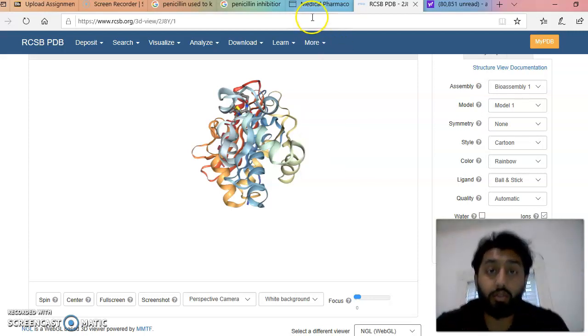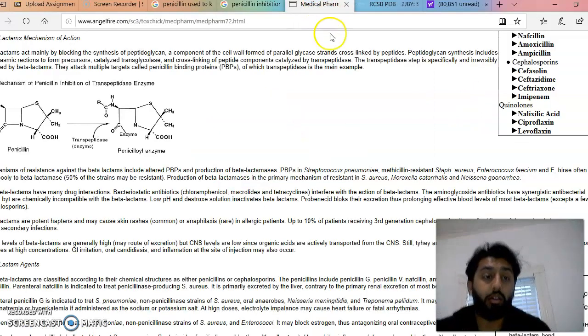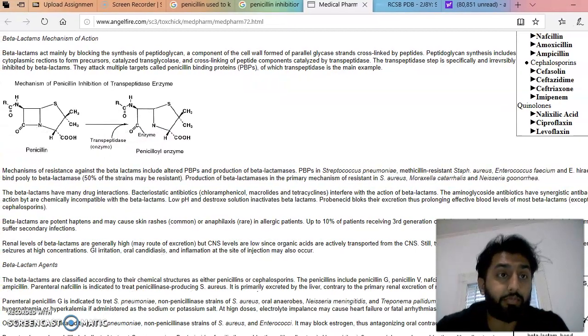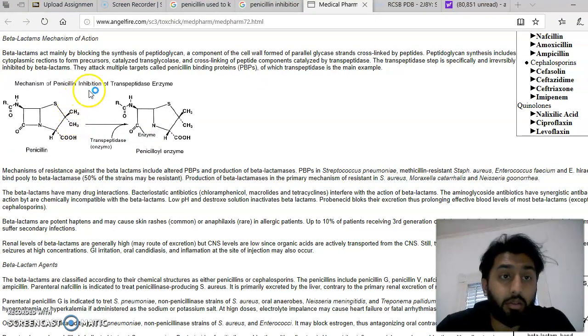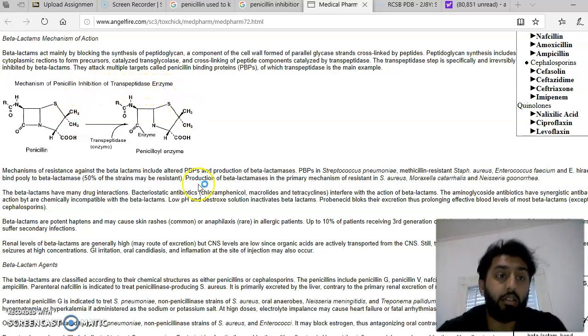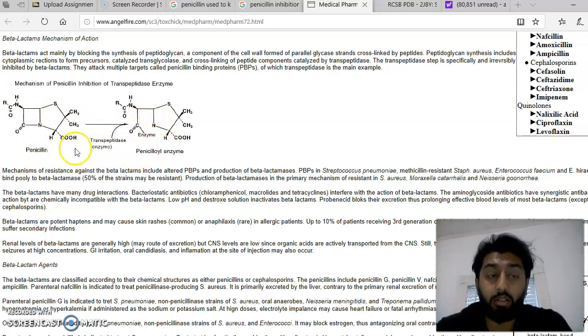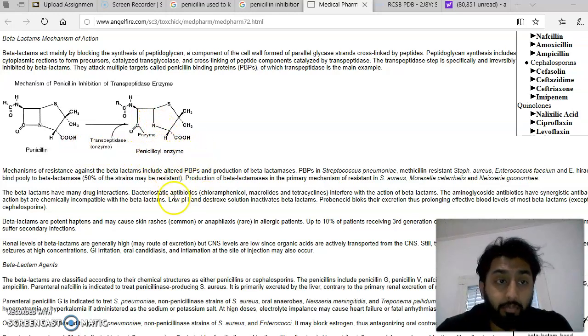Also, I want to show an example of the mechanism of penicillin inhibition of transpeptidase. The structure shows the enzyme transpeptidase and how penicillin binds to the enzyme.